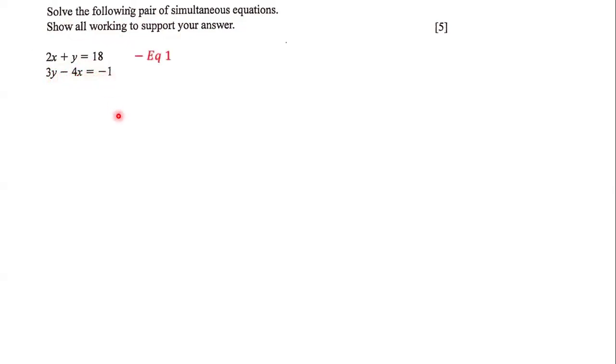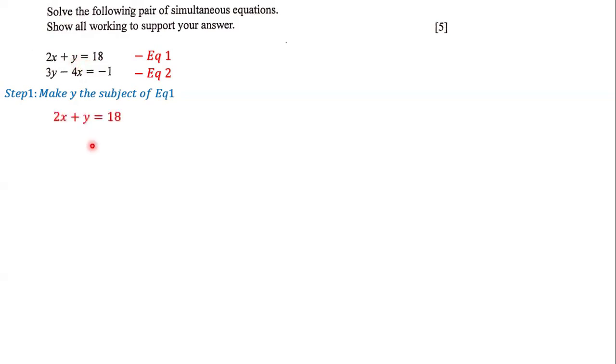And so the first thing that we're going to do is we label this one as equation 1, and we label this one as equation 2. Next, we have to make y the subject of equation 1. So notice that we have equation 1 here. And so we're going to take y and we're going to make it the subject of equation 1. How are we going to do this?